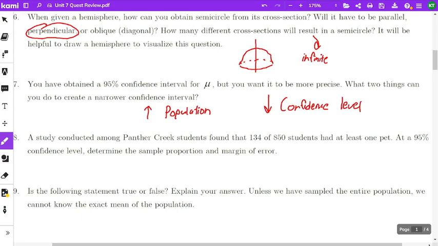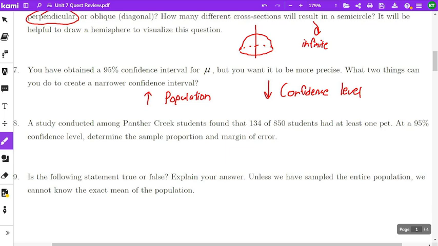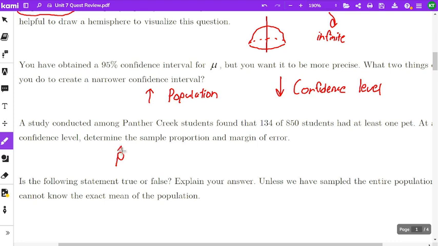All right, study conducted. We have 134 of 850 students with at least 1 pet, and it wants us to find our sample proportion and our margin of error. So to get our sample proportion here, that would be my p hat. That's going to be equal to 134 divided by 850. And that would give me, rounding to the nearest 100th place, 0.16.